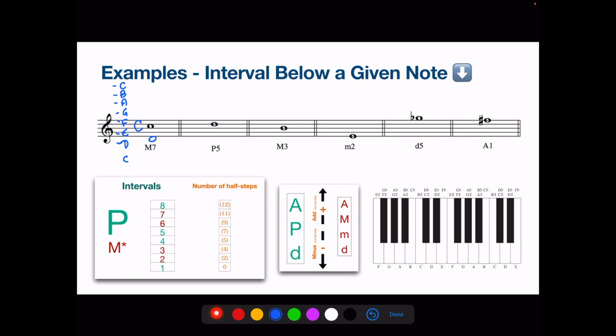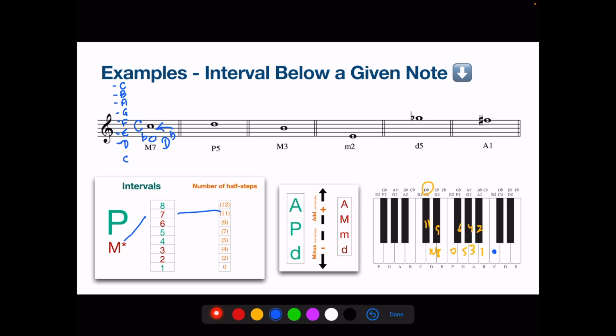Good. So a major 7, what we know about major 7 is that there are 11 half steps. So all we have to do is to start from C, count down 11 half steps, and spell it in terms of D, and then we'll get our answer. So starting from C, which is here, we count down 11 half steps. 1, 2, 3, 4, 5, 6, 7, 8, 9, 10, 11. We just have to spell it in terms of D, which is D flat. D flat going to C. That's a major 7th. Good.